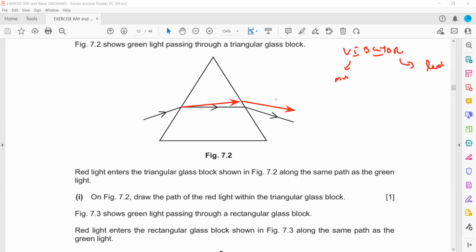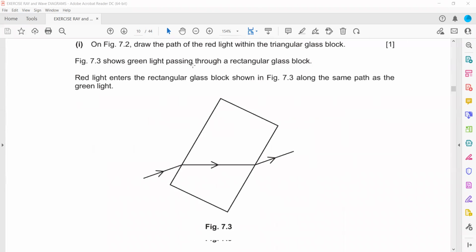So the same path, same trajectory, same pattern. Like first it bent towards the normal and then away from the normal, but the bending of red should be least as compared to violet, because violet bends the most as it has the higher frequency, so it changes speed more than red.